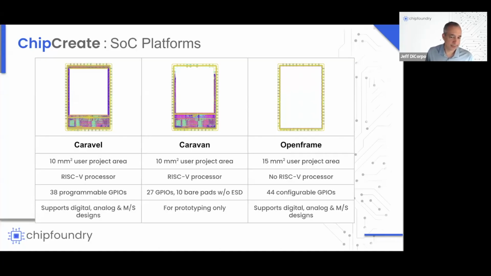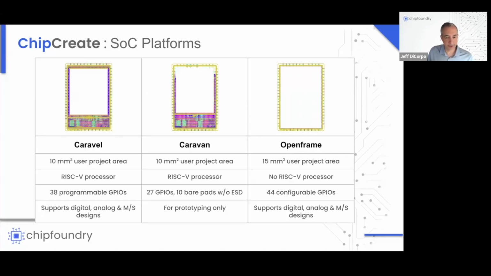Caravan provides a set of bare pads without any ESD protection, and those are really intended for customers who have requirements that may be high speed, high voltage, or negative voltage signals. They're really aimed at prototyping within a lab environment where you're controlling ESD concerns for your end relative to your design.